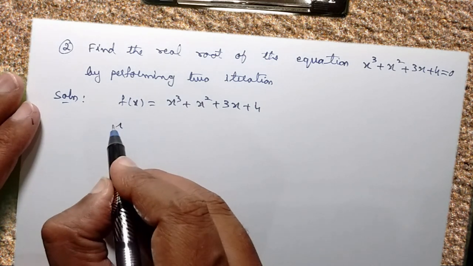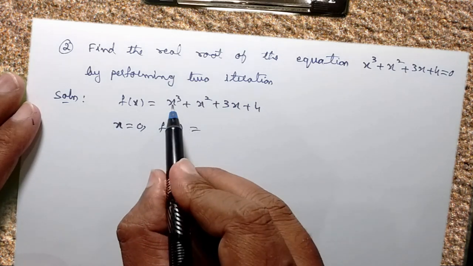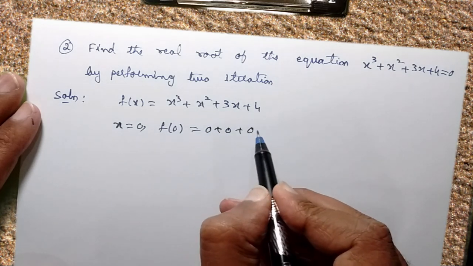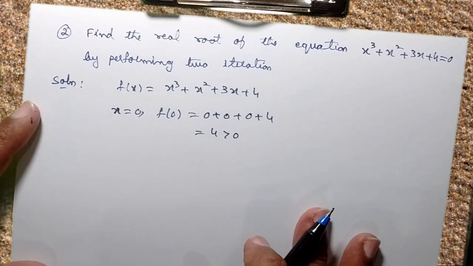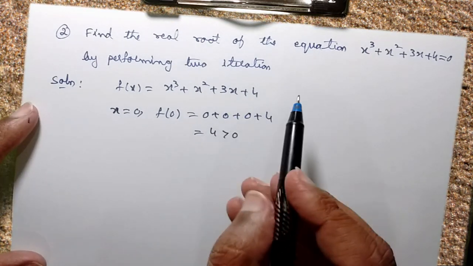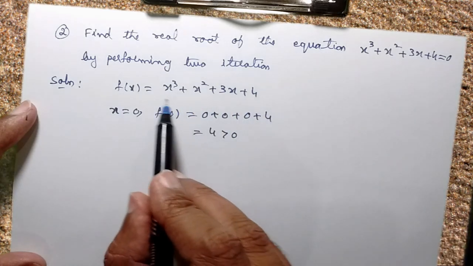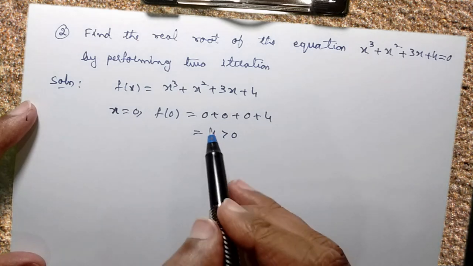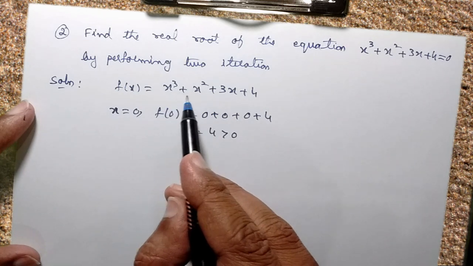Starting with x equals 0, what will be f of 0? 0 cube will be 0, 0 square will be 0, 3 times 0 plus 4. So what you are getting? 4. It is a positive value, right? Now whatever value you take, 1, 2, 3, 4, because all are positive, you will always be getting a positive value. We'll never get a negative value here, so therefore we cannot go for positive.